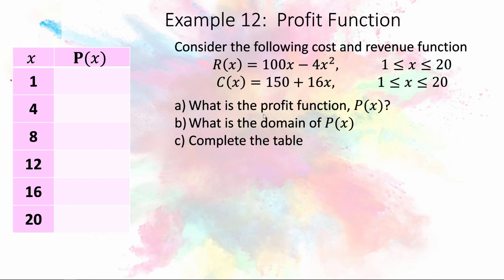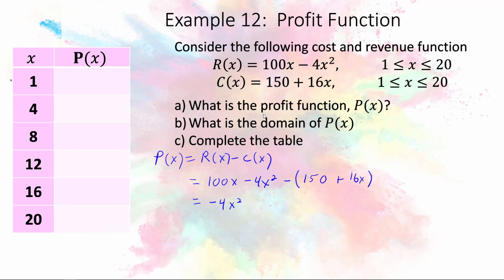But now we need to compute the profit function. Well, the profit function is nothing more than the difference between the revenue function and the cost function. That is 100x minus 4x squared minus the quantity 150 plus 16x. And if you simplify that, and put that in standard form, you're going to have negative 4x squared plus 84x minus 150. That is your profit function.